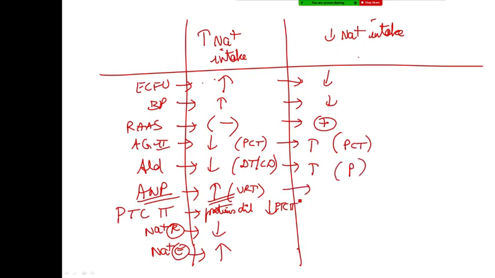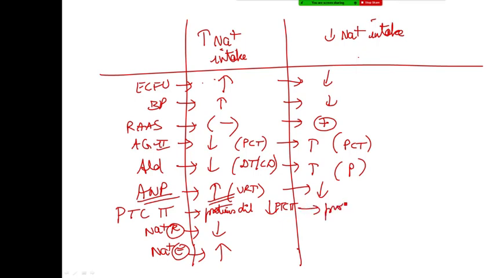Your ECF volume is already less. Do you want ANP? No. Your ECF volume is already less, ANP can make it worse. It doesn't work here. It inhibits ANP release.